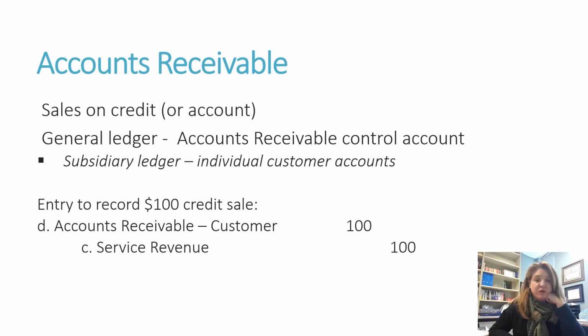So with accounts receivable, we know that an account receivable results from a sale on credit or a sale on account. In our ledger, we'll have an accounts receivable. This account is what is known as a control account, and then we would have a subsidiary ledger in which we would keep track of the individual customer accounts. So an entry that you're familiar with would be an entry to record a $100 credit sale on account. In this case, we're going to debit accounts receivable and credit service revenue for $100. So we're increasing an asset and increasing equity by the same amount.